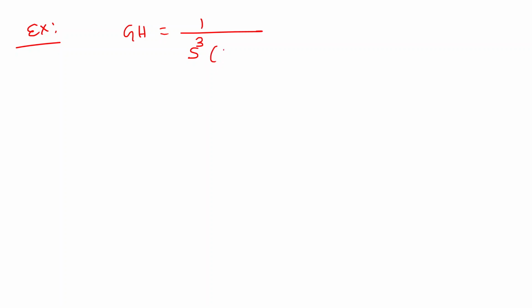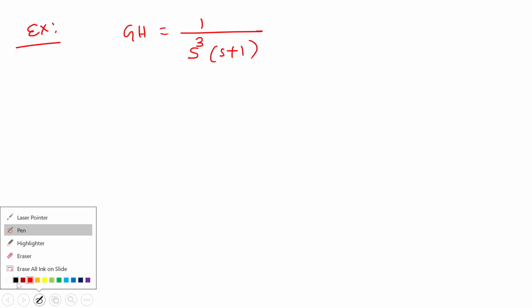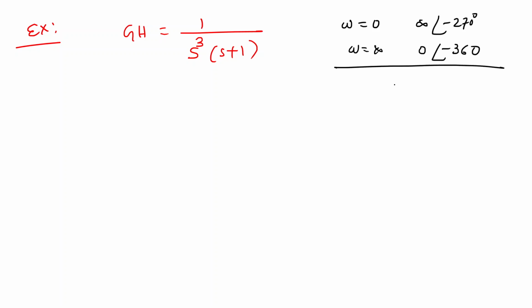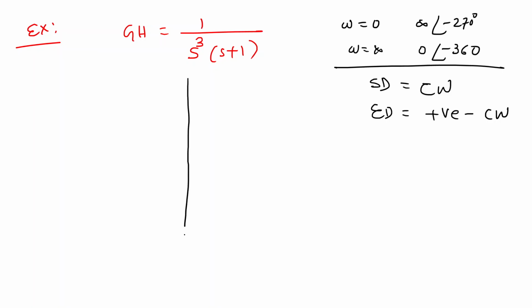Now how will we draw? Let's see. S plus 1. Just change the pen. Now tell me, sir, omega equal to 0, what is the magnitude? Infinity, minus 270. Just to clarify that whatever I'm writing is correct or not. Okay, sir. Minus 0, minus 270, and 60.